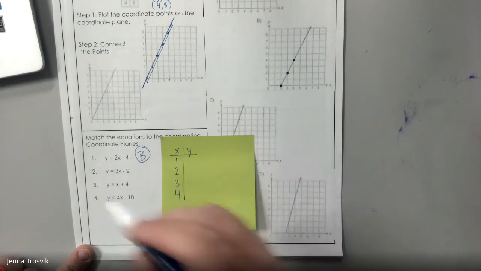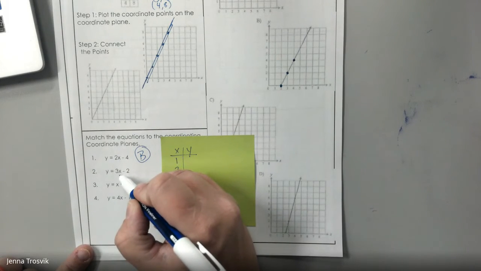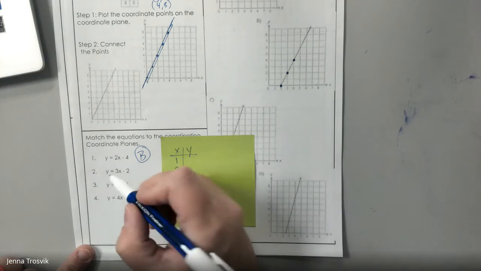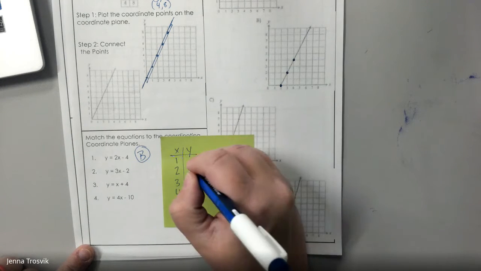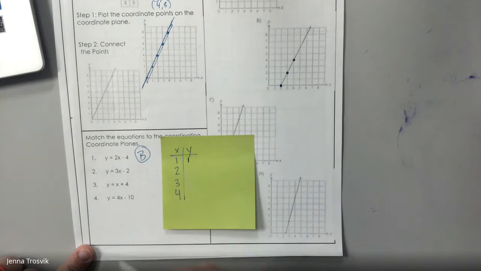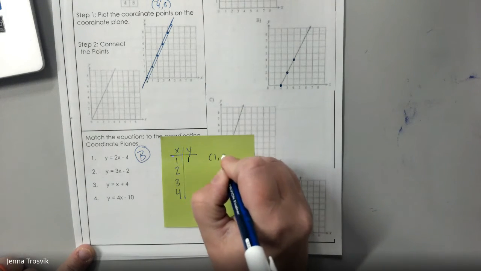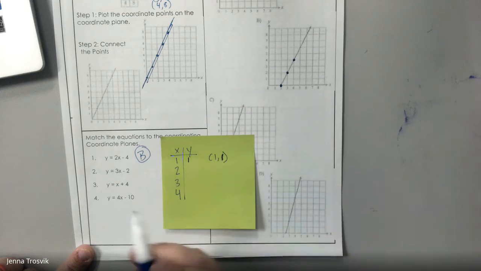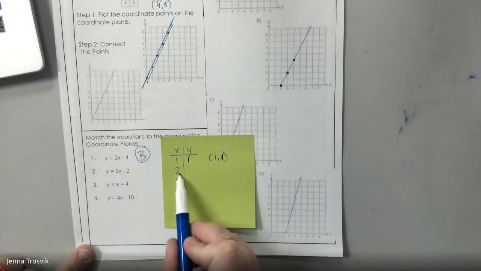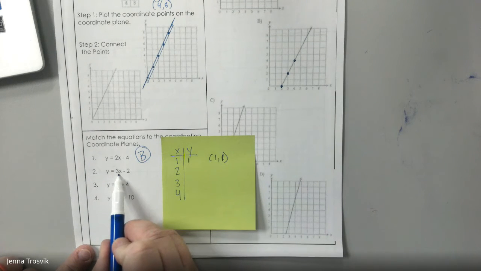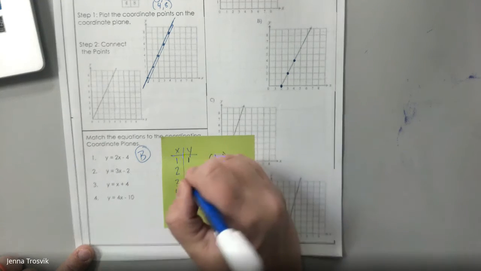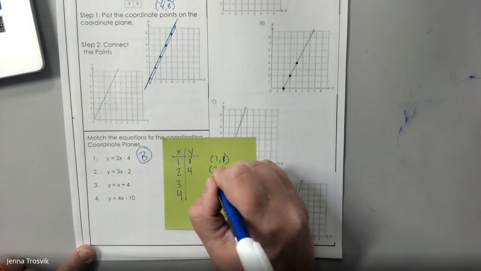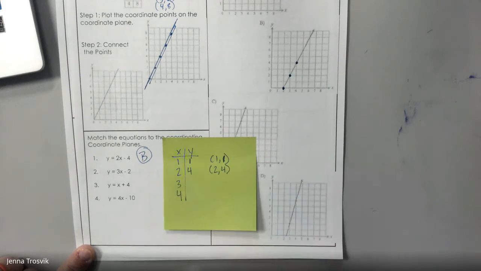First, if I put 1 in for X, 1 times 3 is 3. 3 take away 2 will give me 1 as my answer. So 1 and 1 is my first coordinate. Now, my second one, if I put 2 in for X, that would be 3 times 2, which equals 6. Take away 2 is 4. So 2 and 4 would be my next coordinate.